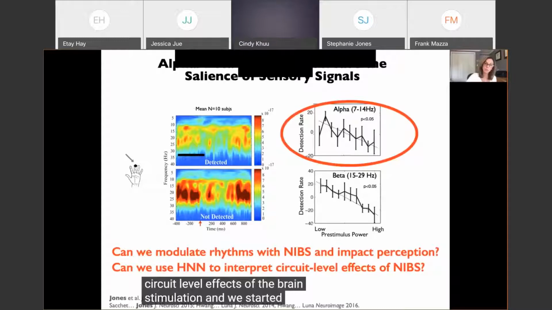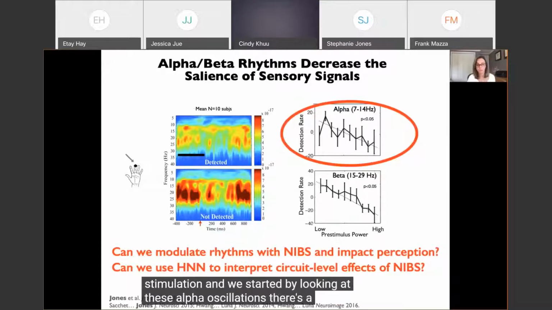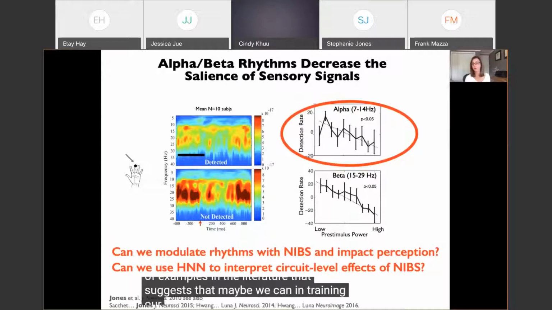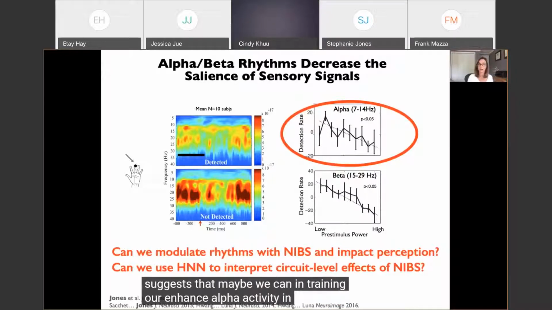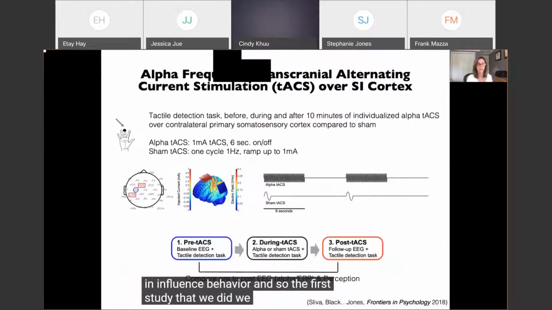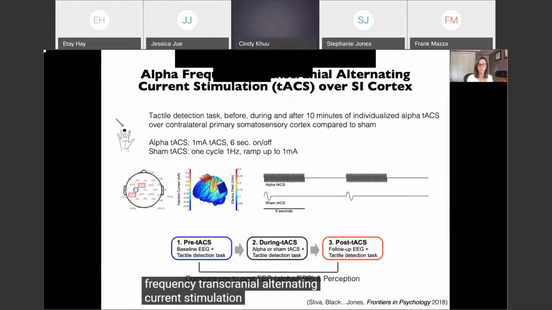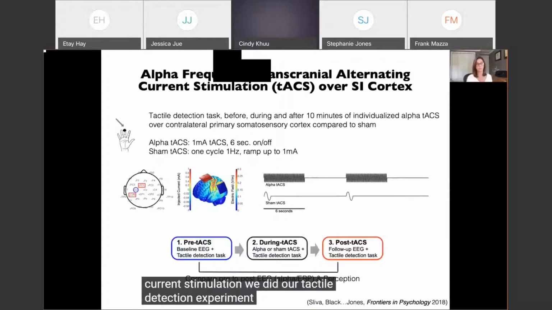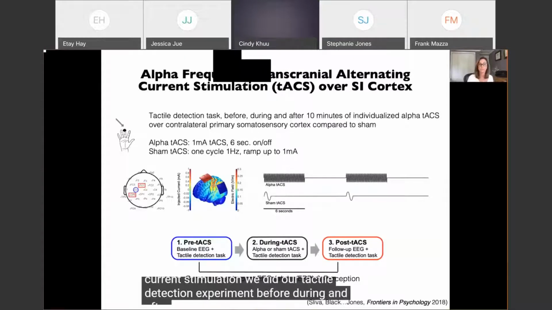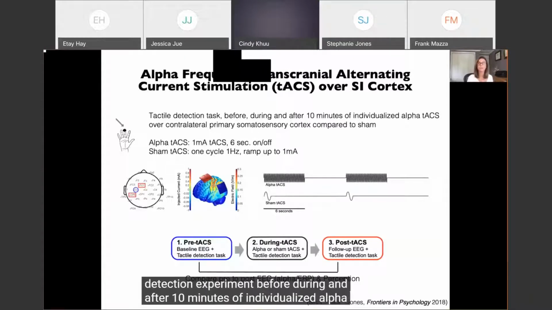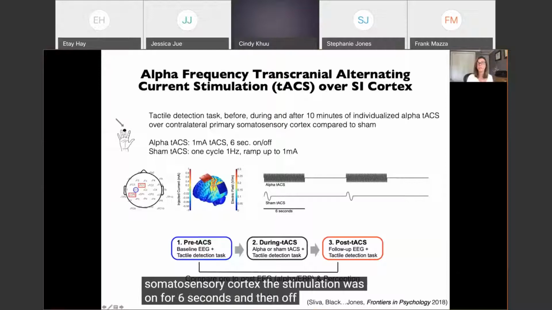And we started by looking at these alpha oscillations. There are a lot of examples in the literature that suggest that maybe we can train or enhance alpha activity in the brain and influence behavior. And so the first study that we did, we used alpha frequency transcranial alternating current stimulation. We did our tactile detection experiment before, during, and after 10 minutes of individualized alpha frequency stimulation over the primary somatosensory cortex. The stimulation was on for 6 seconds and then off for 6 seconds.